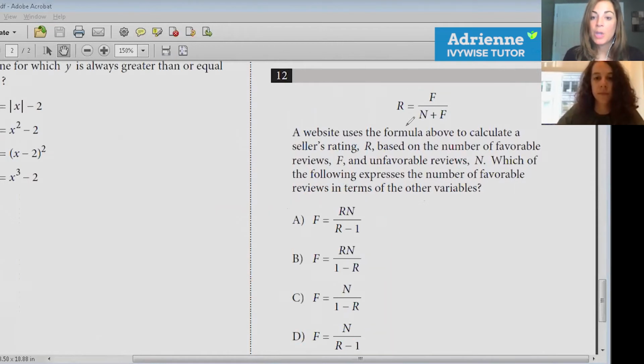All right. So it says right over here that a website uses the formula above to calculate a seller's rating, R, based on the number of favorable reviews and unfavorable reviews. Which of the following expresses the number of favorable reviews in terms of the other variables? Here, there's not necessarily a target per se. We're basically going to try to see which one of these equations works in the end.